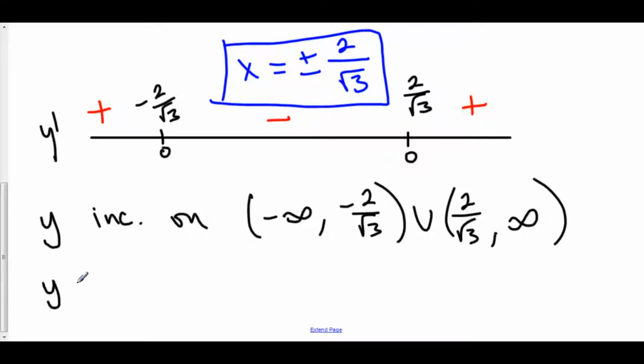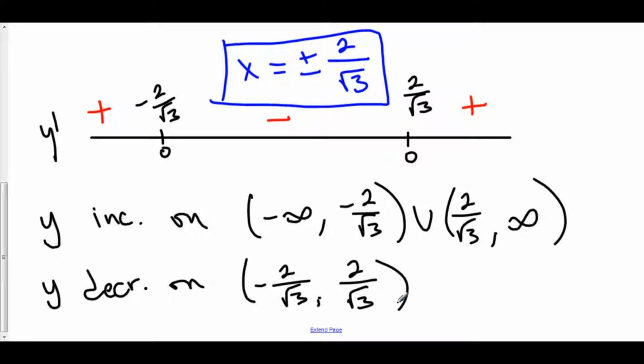Furthermore, y is decreasing on the interval from negative 2 over root 3 to positive 2 over root 3 because y prime is negative in between those 2 points. And this is our analysis of where y is increasing and decreasing. Let's do another one.